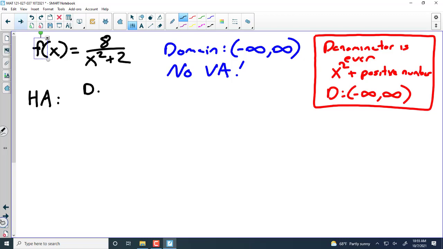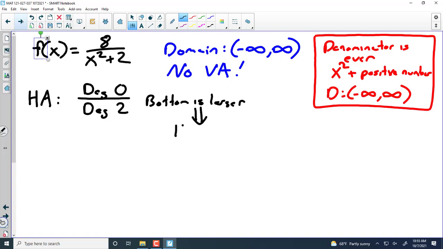What we have, everyone, is we have a degree 0 over a degree 2. If you have just a number, that's considered a degree 0 polynomial. But the most important thing about this, degree 0 over degree 2, is bottom is larger, which means we have the horizontal asymptote y equals 0. So we do have a horizontal asymptote right on the x-axis. That's always the horizontal asymptote if the degree on the bottom is larger. There's no math to do. It's just the degree on the bottom is larger, y equals 0.